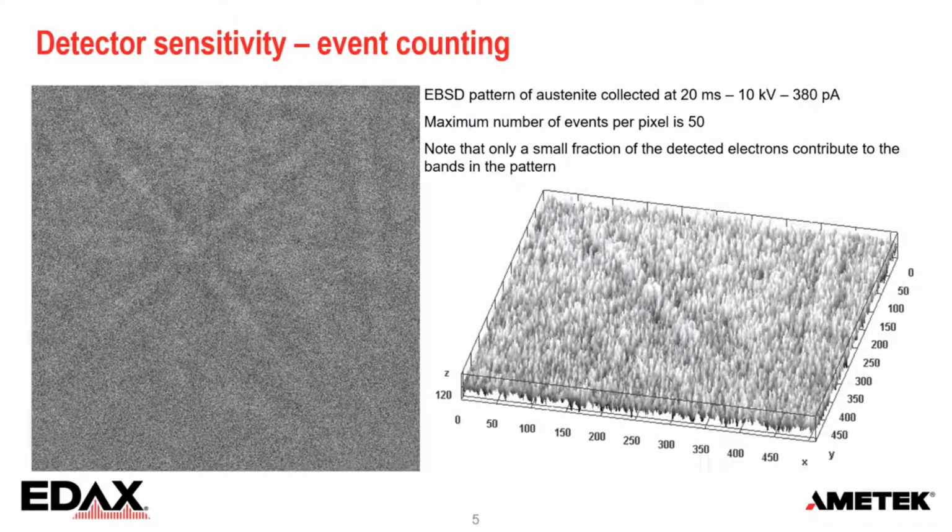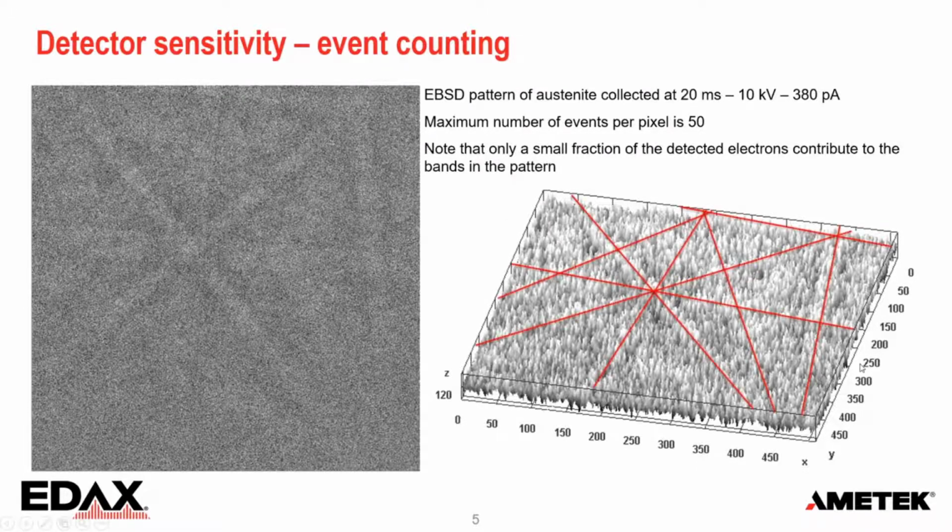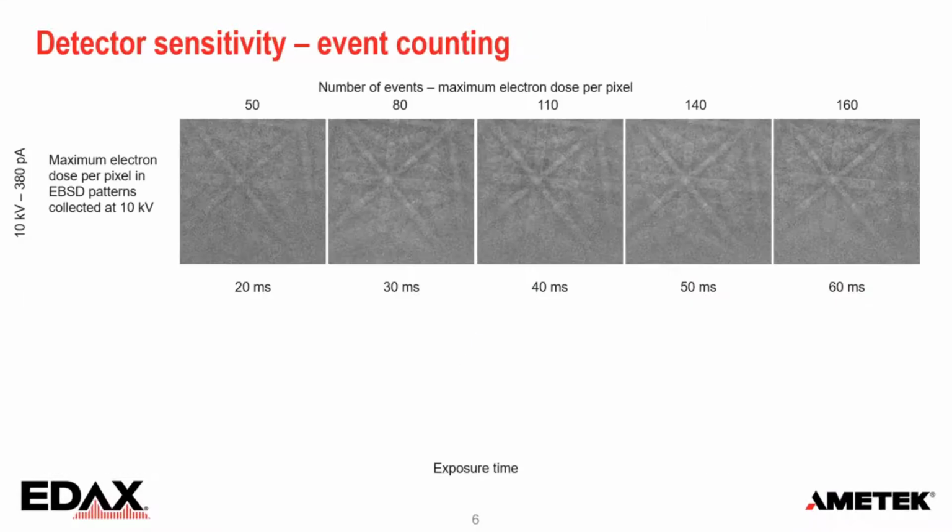Now, when we do the image processing, the standard EBSD background correction, we can flat field the image and remove most of the background signal. And when you plot that in a 3D plot, you can just make out the lines. And when we can just see them, the software can easily see them. So it's not a problem to index a pattern like this and collect a map.